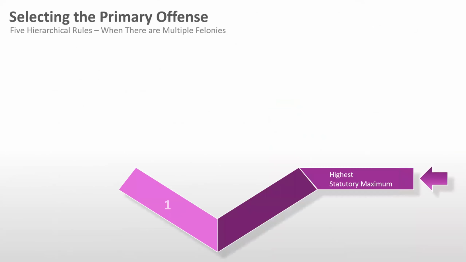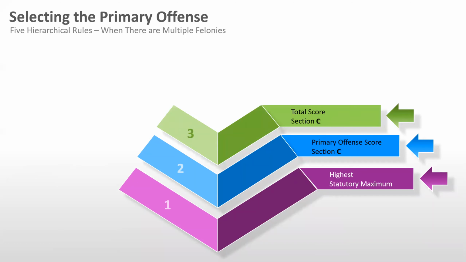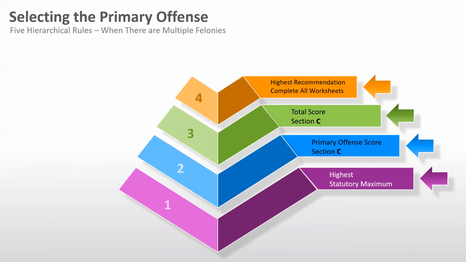Once you determine whether the felonies in your event are guidelines offenses or not, then you have to follow the 5 rules for selecting your primary offense. The first rule is you compare the statutory maximum. Whatever has the highest statutory maximum, that's your primary offense. If there's a tie there, then you go to rule number 2, where you compare the scores for the primary offense factor on section C. If there's a tie there, you go to rule number 3, compare the total scores on section C. And if there's a tie with the total scores on section C, you go to rule number 4, select as your primary offense the offense that returns the highest guidelines recommendation.